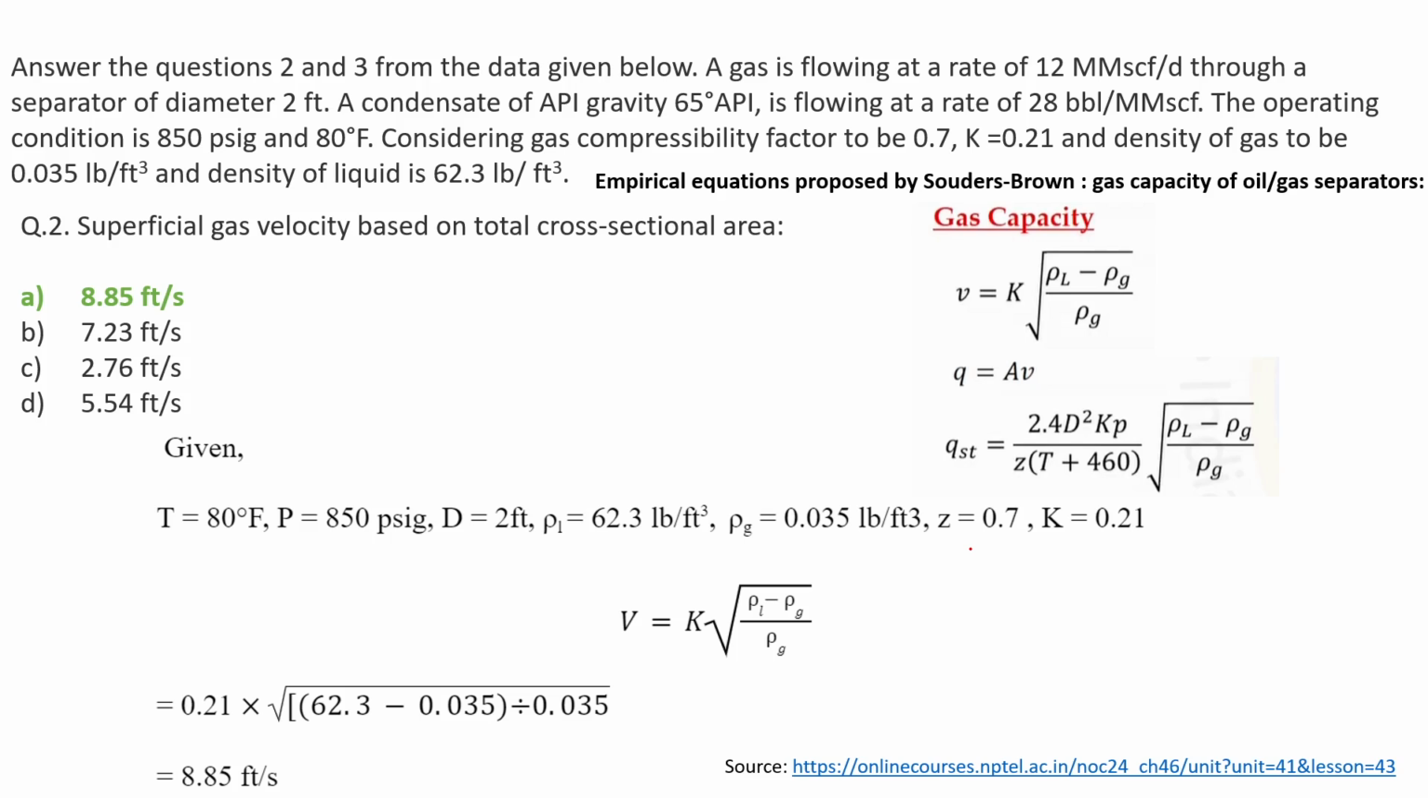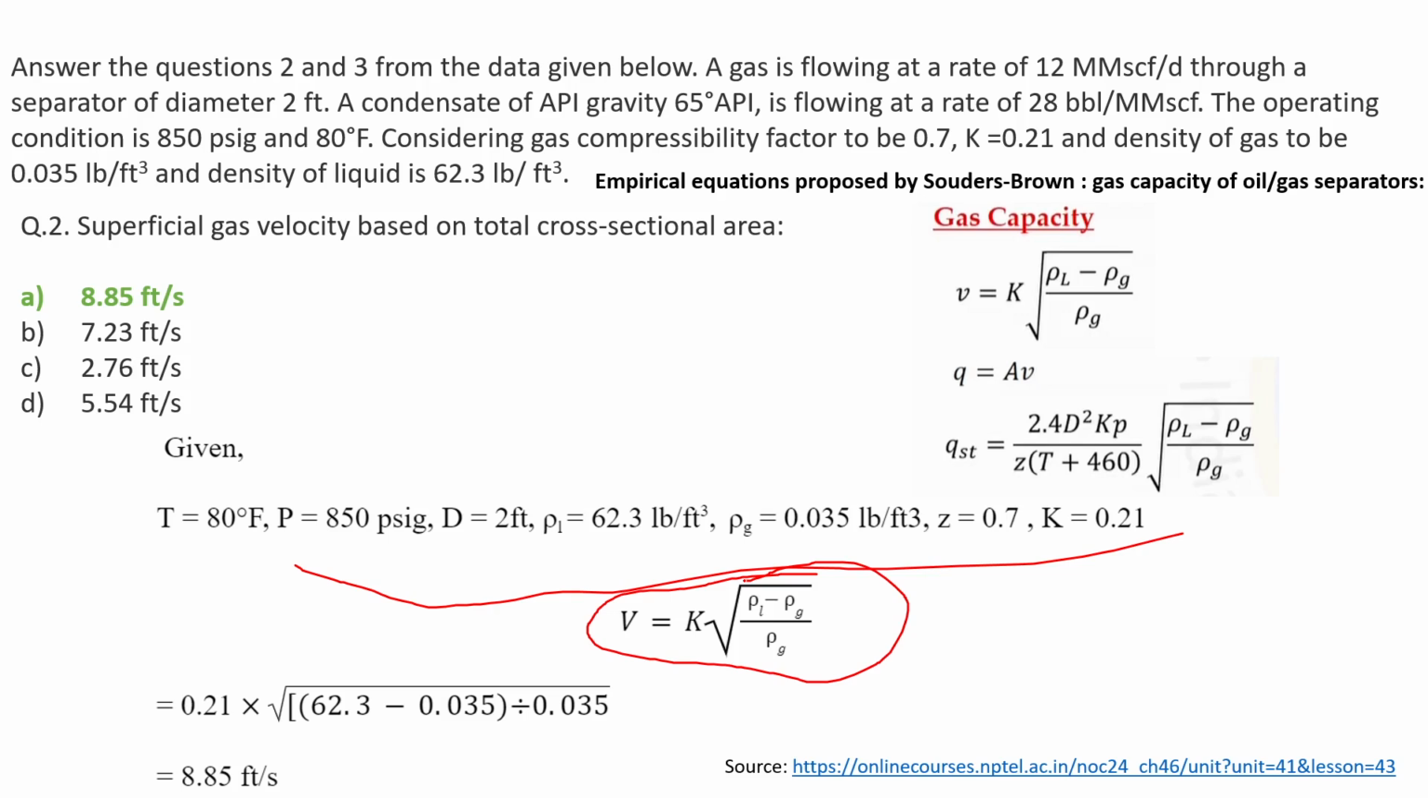Also, we know the compressibility factor Z and K value equal to 0.21. So, all these values are given to us. From that, we need the density of liquid and gas and the value of K to find out the superficial gas velocity. So, this is the equation to find out the superficial gas velocity.